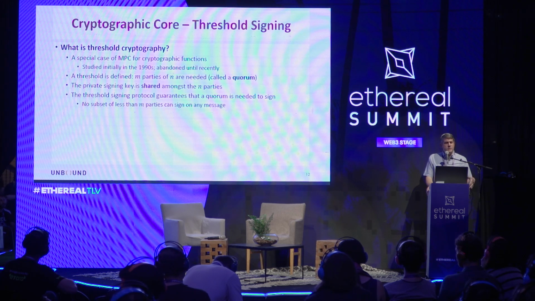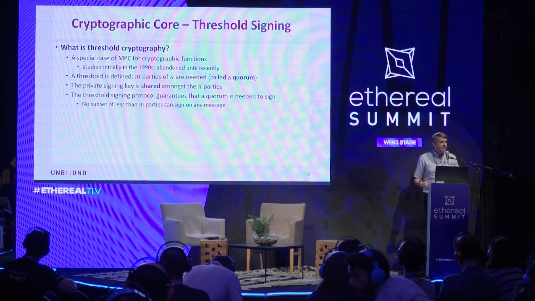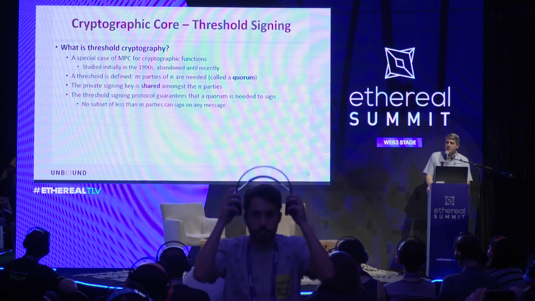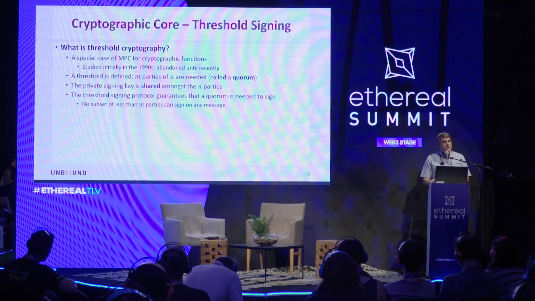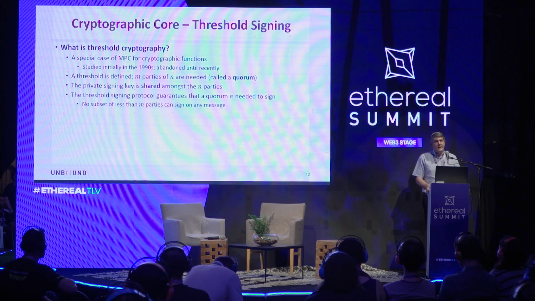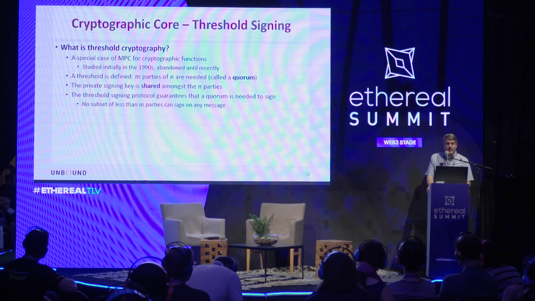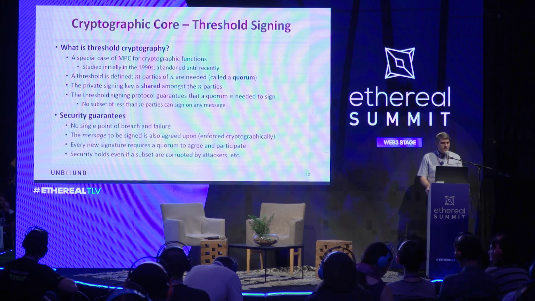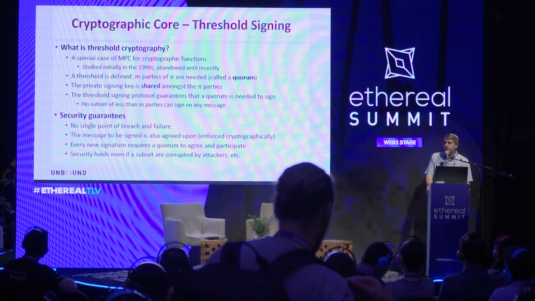And the way this works is you define a threshold. So you may have some n parties. You define m out of n, maybe 5 out of 7, 3 out of 8. You can define whatever you want. That threshold is called a quorum. And the private signing key is shared amongst all of the parties, but the security of the protocol guarantees that no subset which is smaller than a full quorum is able to carry out any operation at all. So you can't sign.